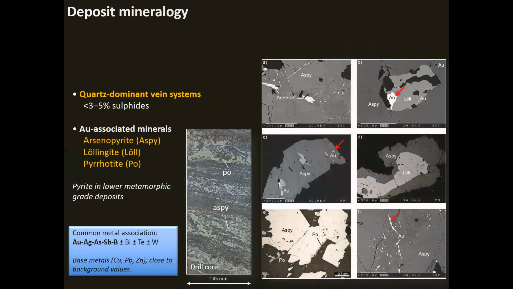The deposit mineralogy: we have a quartz-dominant vein system with a low amount of sulfide minerals, typically below 2–3% sulfides. The sulfides that we do have are arsenopyrite and pyrite, and then we have an arsenide, löllingite, as well. The gold is associated with the arsenopyrite and löllingite in most cases. Gold also occurs as free grains in the silicate matrix, but hosted in or very closely associated with arsenopyrite and löllingite is the typical setting of gold in this deposit.